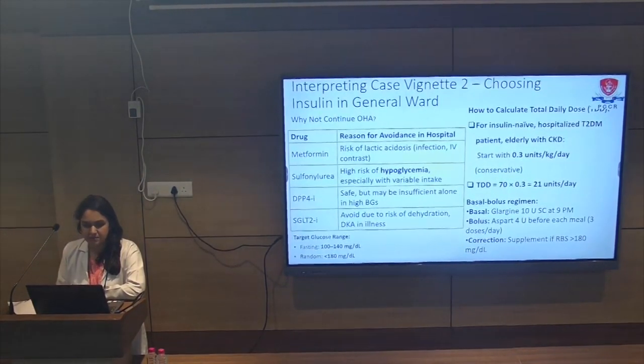This is something new which probably we have not read while we were doing MBBS, because these are new drugs, new phenomena, new complications.